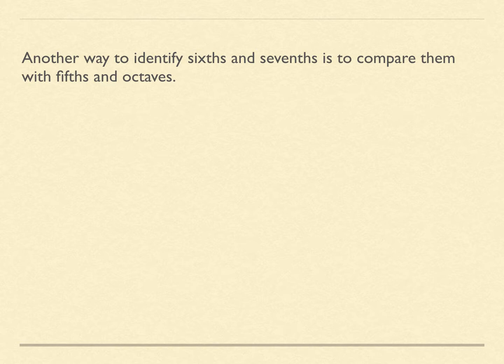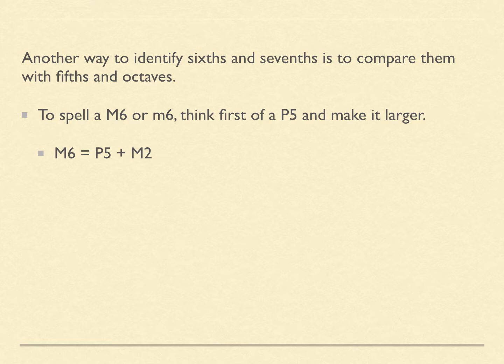Another way, if you want to compare sixths and sevenths, is you can compare a sixth to a fifth, and you can compare a seventh to an octave by seeing if they are a whole step or a half step away. So you can think of a major sixth or a minor sixth as it relates to a fifth. So a major sixth is like a fifth plus a major second, and a minor sixth is like a fifth plus another half step, a minor second.